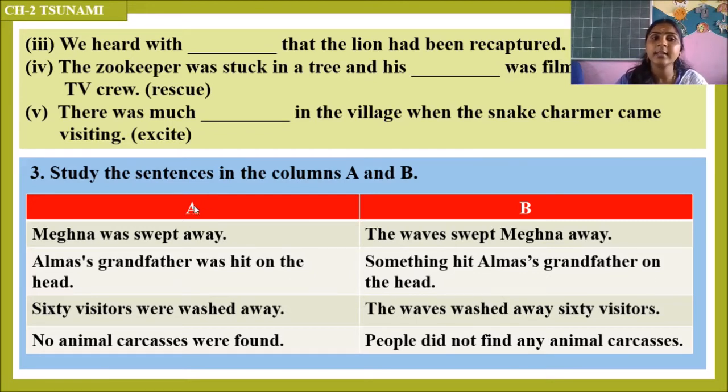Here, the doer, who is the reason for the action, is not there. Right? We cannot find it here because it is not direct. But here in B, we can see the doer. They are clearly giving importance to the doers, like the waves, something, the waves, people. So the doer is clearly mentioned here. So that is the difference between the A and B columns.